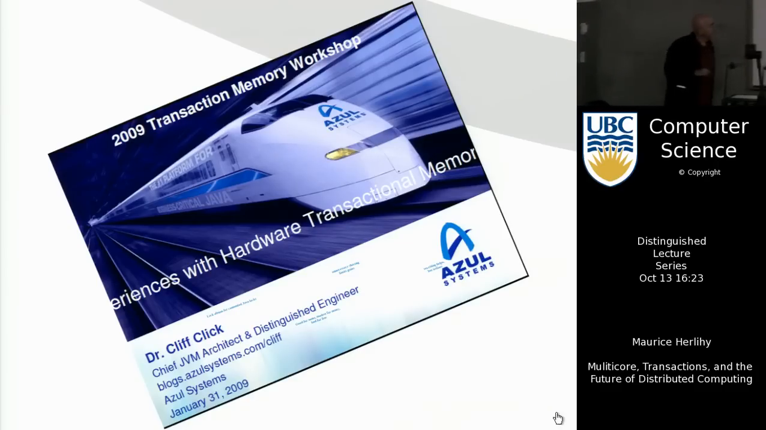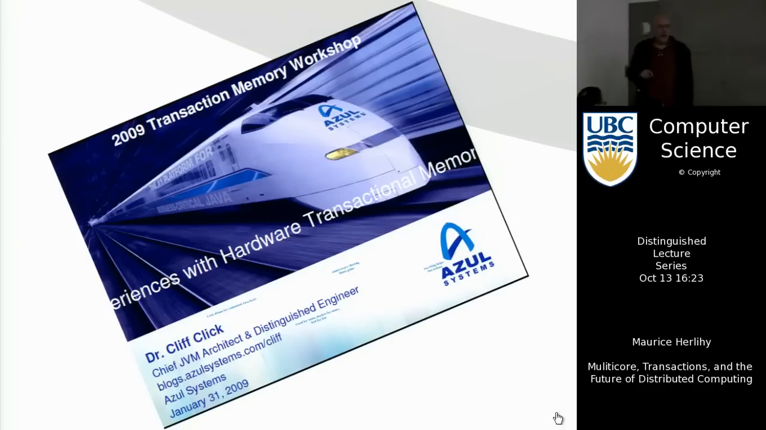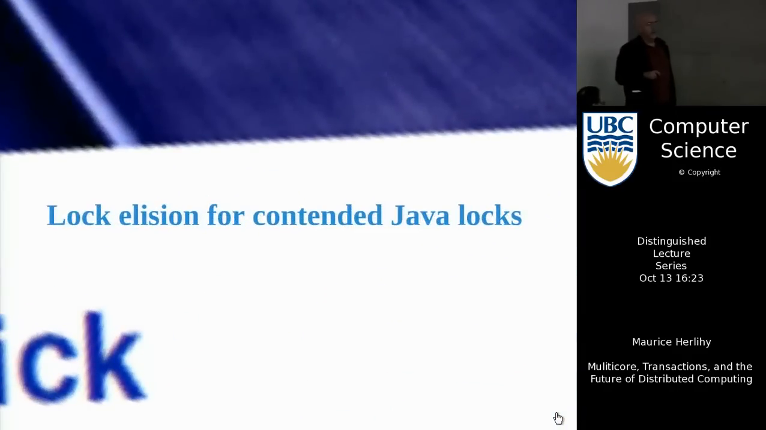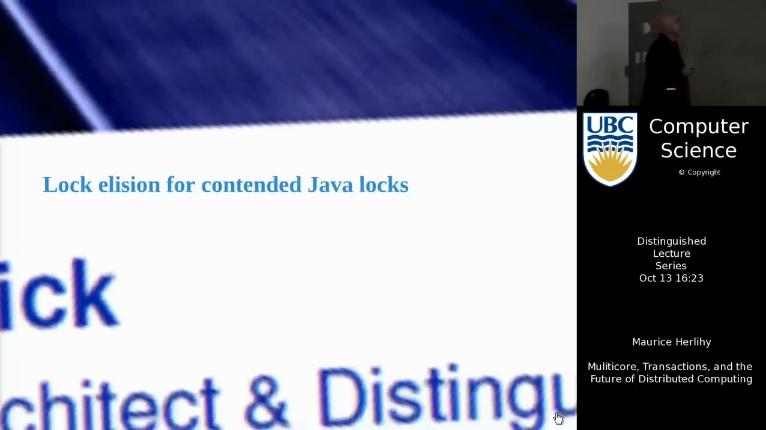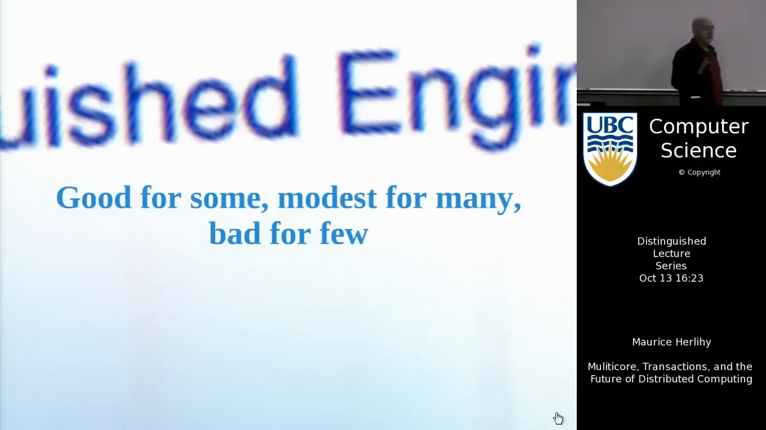So Azul Systems is a company that sells humongous Java servers. And they actually have hardware transactional memory. And what they do is they use it for contended Java locks. So you come to a synchronized block, their just-in-time compiler will call the hardware transactional memory and run it speculatively, unless they figure out that that's not working. And what they found was that in some cases this worked really well. In other cases it was sort of meh, didn't make much difference. And in a few cases it made things worse.